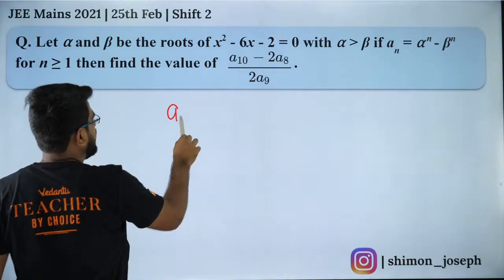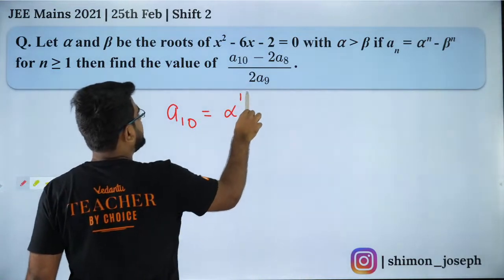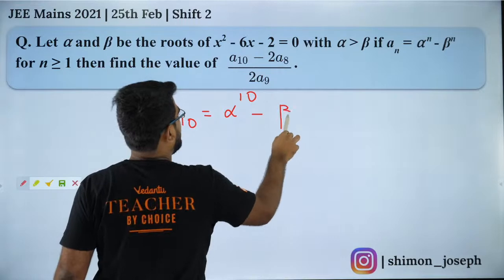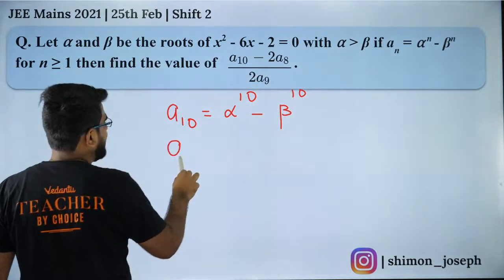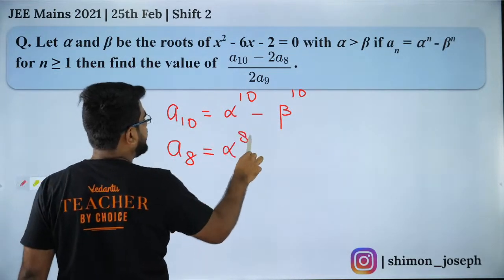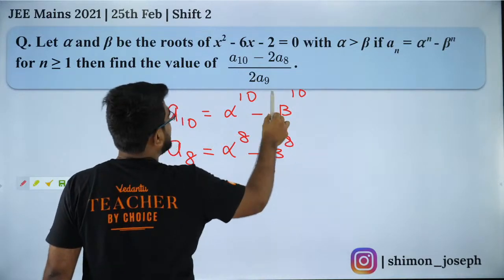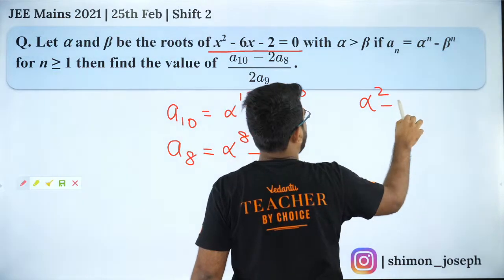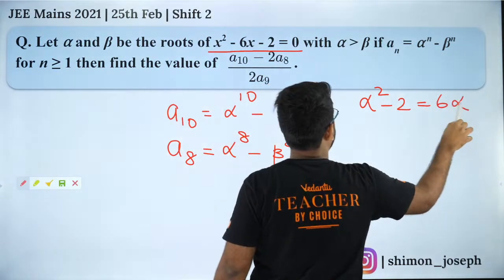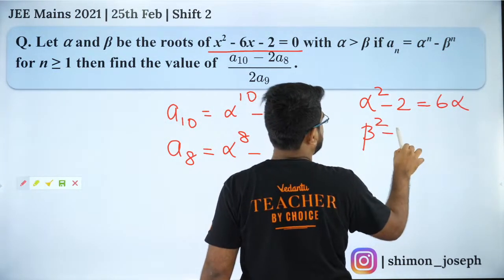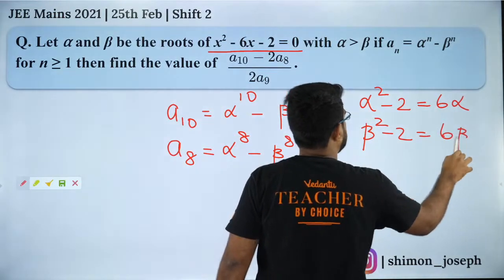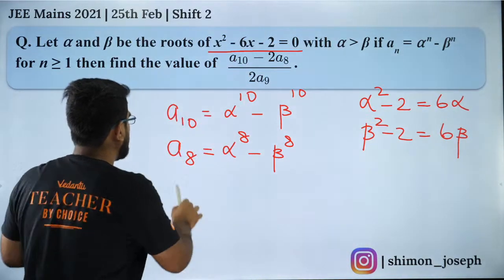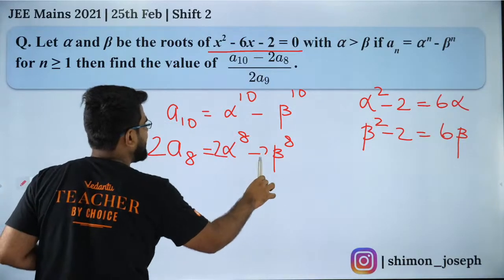So what is A10? A10 is equal to alpha power 10 minus beta power 10. What is A8? A8 is equal to alpha power 8 minus beta power 8. And now alpha and beta are the roots of this. So can I say alpha square minus 2 is equal to 6 alpha? And we also know beta square minus 2 is equal to 6 beta. So now when I plug it back here, what is 2A8? 2A8 is twice of this.